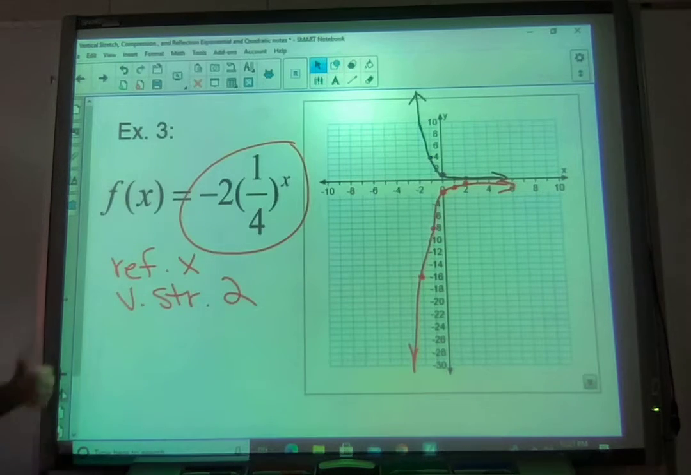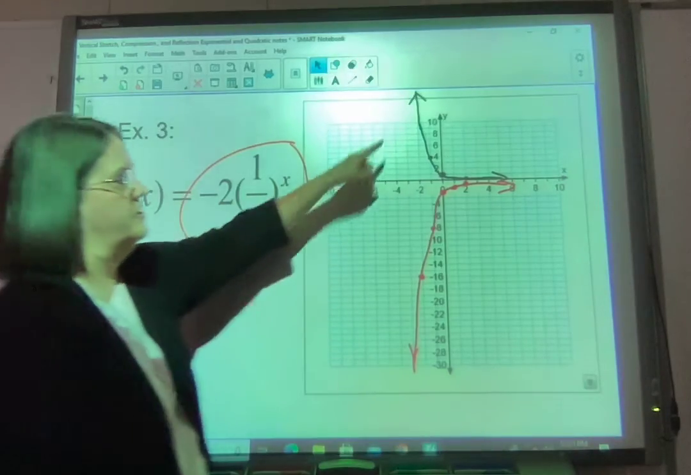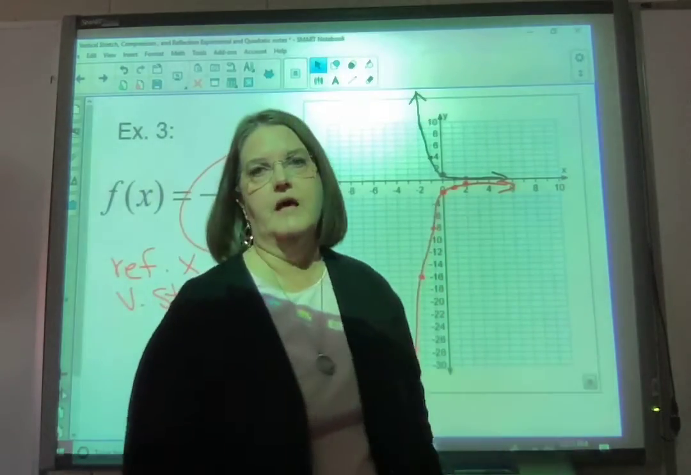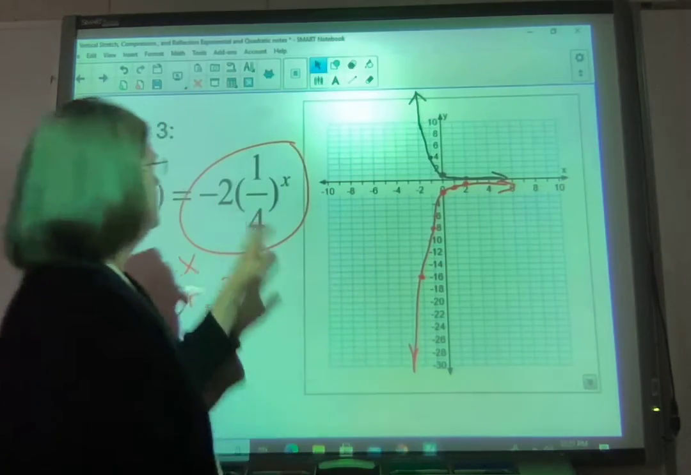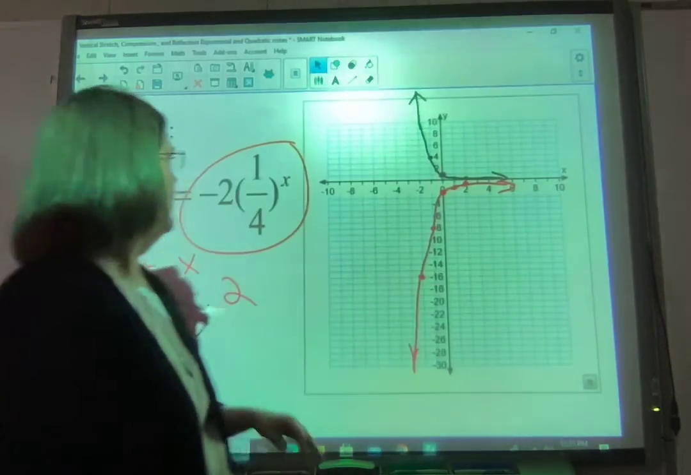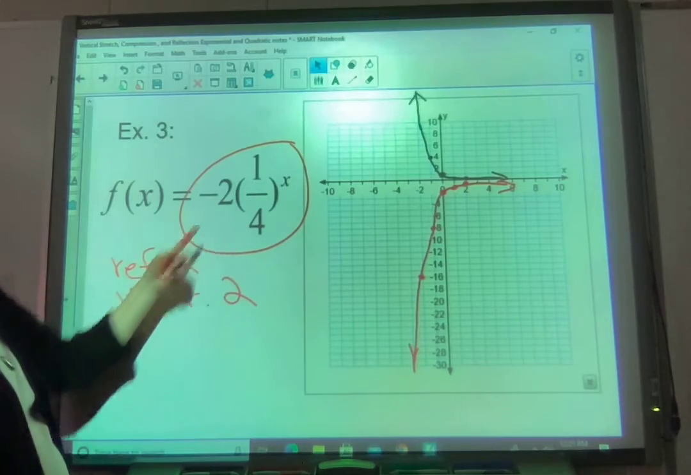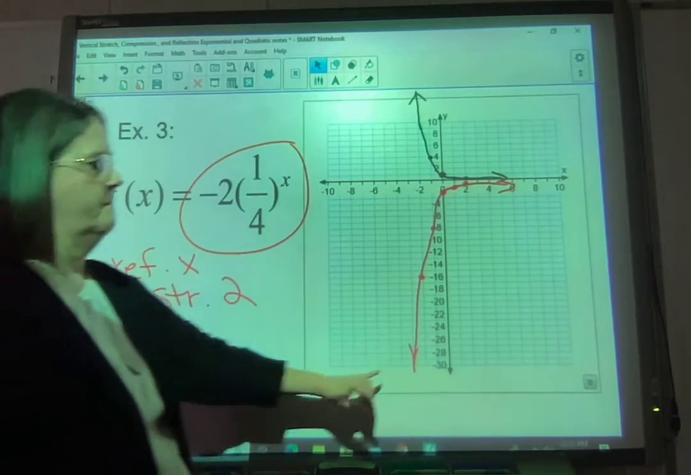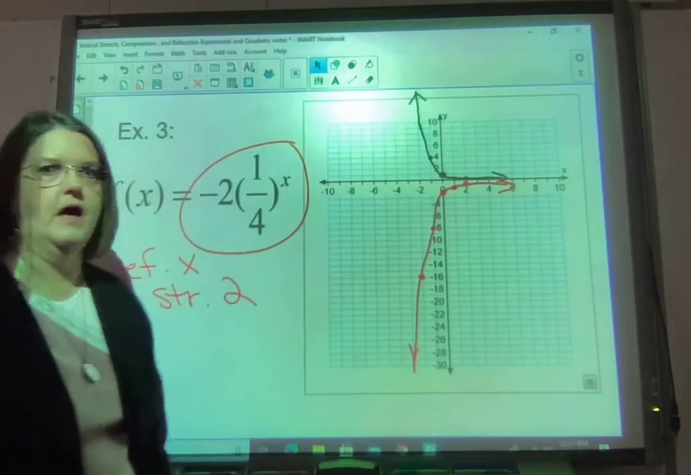This one here, I just wanted you to see a stretch and a reflection together. The original function's in black. Now, you don't have to type the original function on your assignment. Your assignment just has this, and you don't have to type the parent. So this is 1/4 to the x right here. This one's going to reflect over the x-axis, and it's also going to have a vertical stretch of 2. And so when you put that into Desmos, this is what's going to happen with that graph.